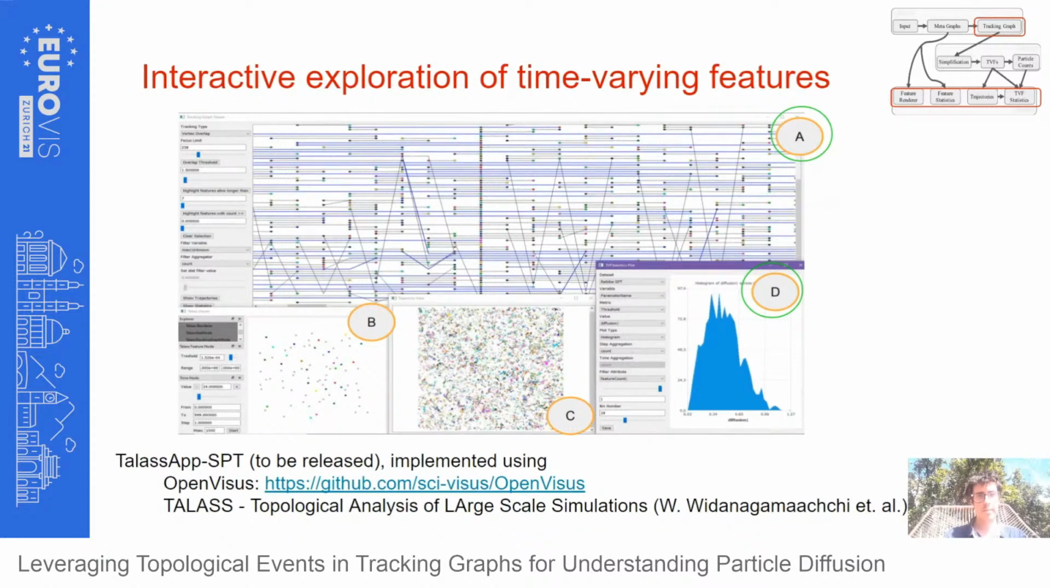On the top, we have our tracking graph view. On the bottom left, we have a feature rendering view, which shows all the segmented features at a given time step. In the middle, we have our trajectory view, which shows the TVFs in space. And on the right is a statistics viewer. I'm going to spend a little time talking about A and D. I'll note that the feature rendering view and trajectory views are standard in SPT analysis tools, and we include them in ours because it is immensely helpful to visualize features and trajectories in a spatial context for exploring a dataset.